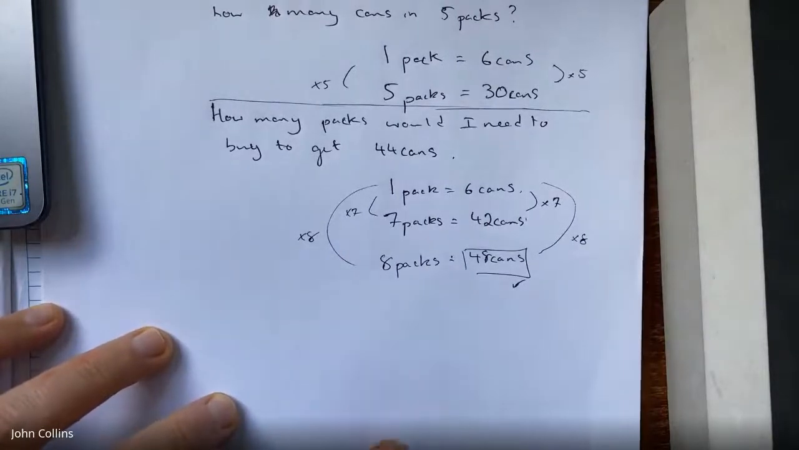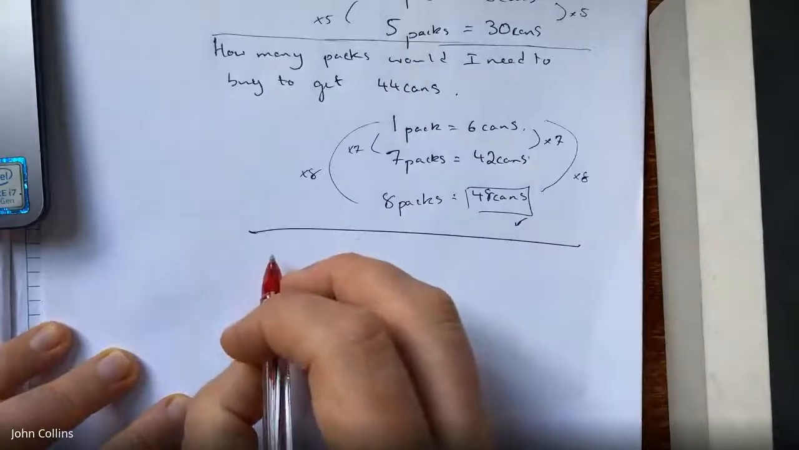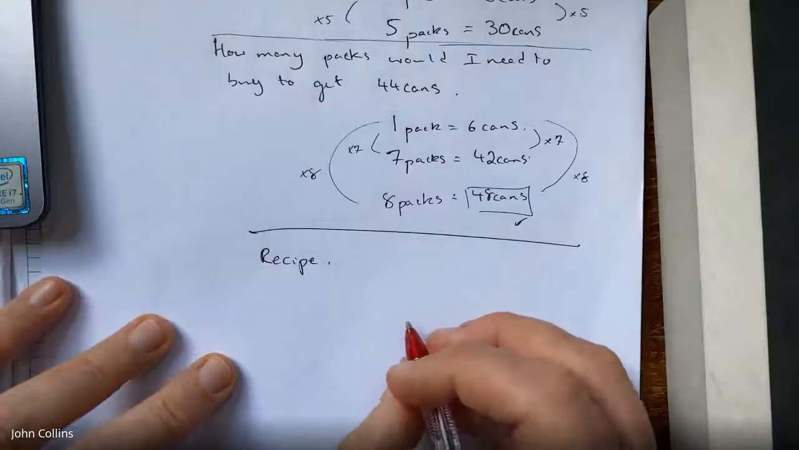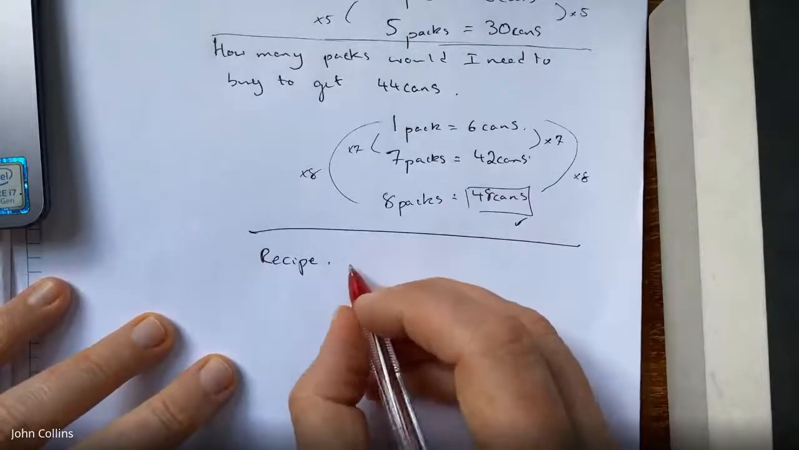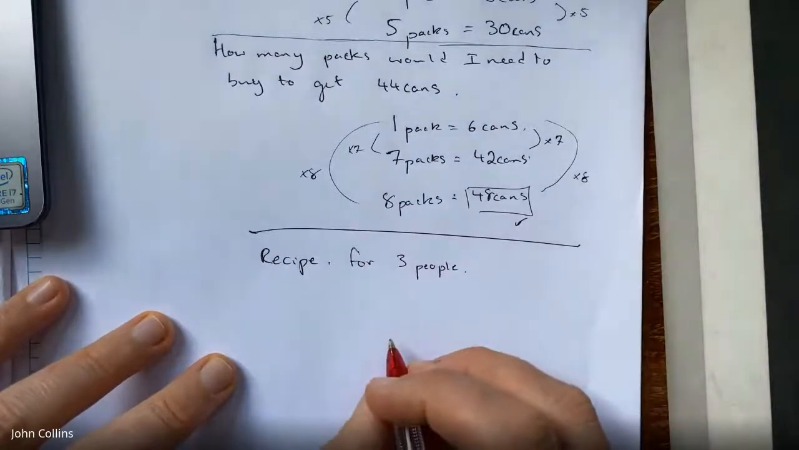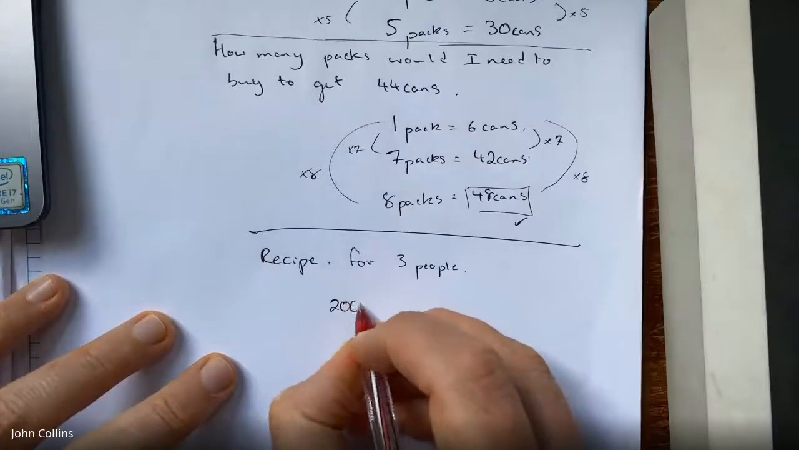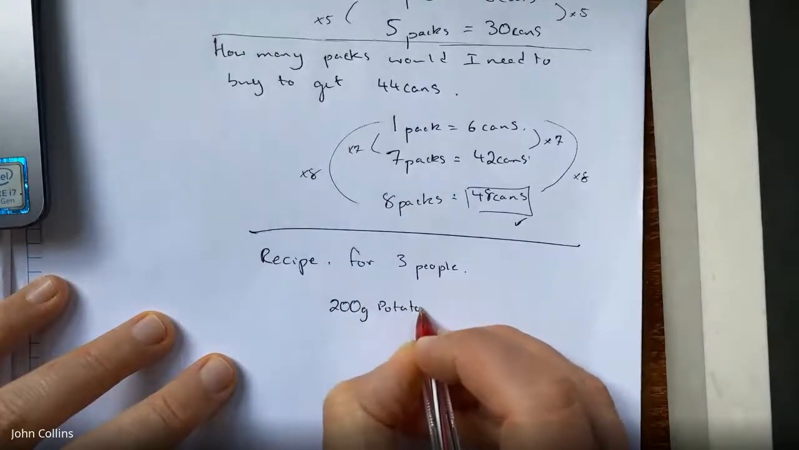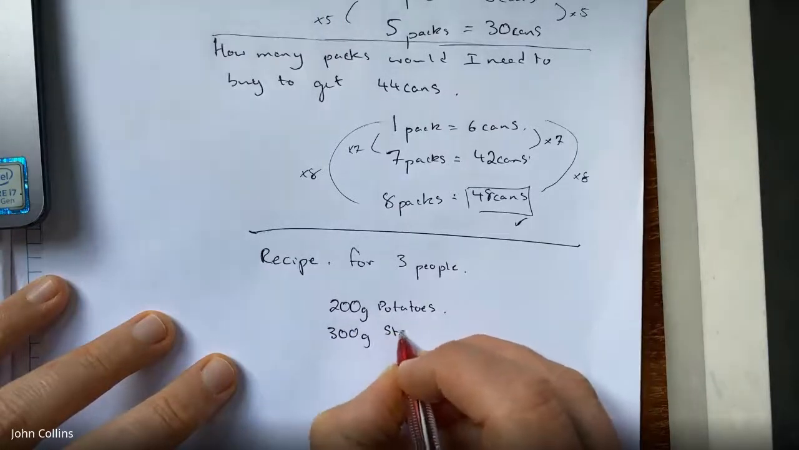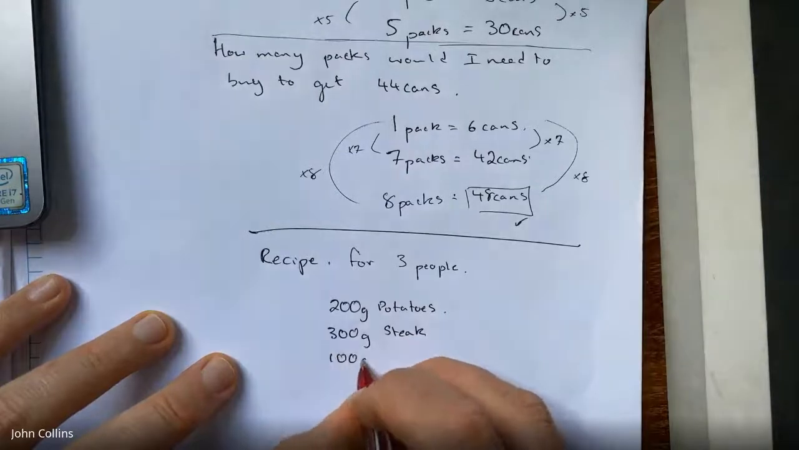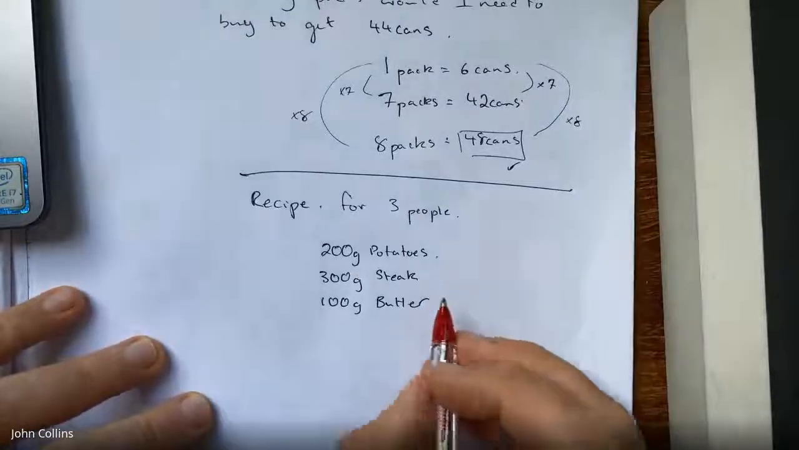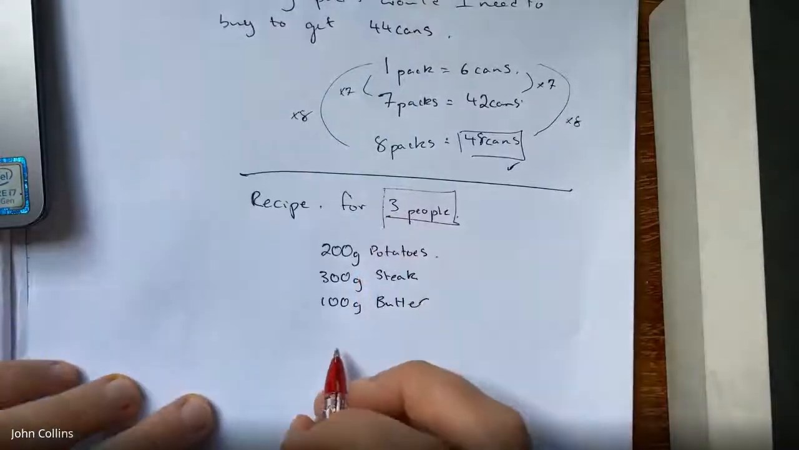Now, often proportion is asked in a question that might have a recipe. So if I have a recipe for 3 people, let's say I'm making a stew, and I need 200 grams of potatoes and maybe 300 grams of steak, and I need 100 grams of butter. That's it. Okay, so this wouldn't be a very nice stew, but you get the idea. That's the recipe for 3 people.